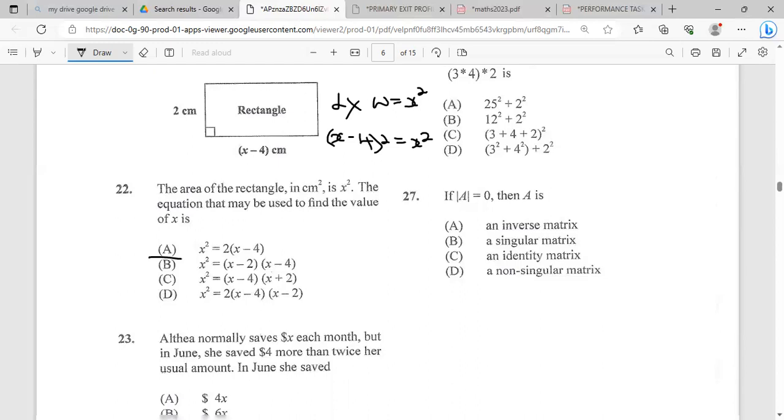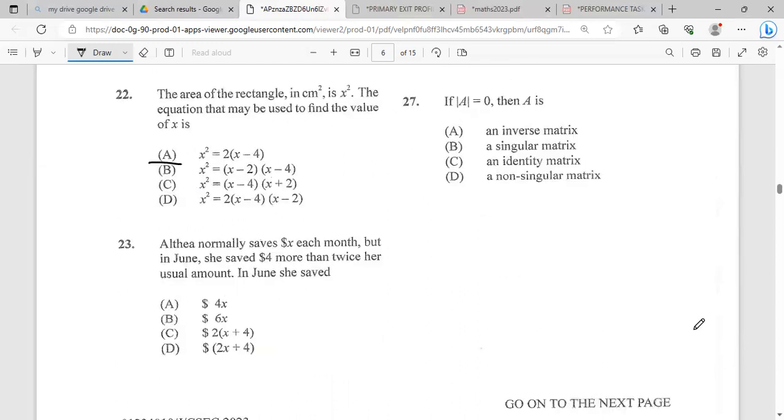Altia normally saves x dollars each month, but in June she saved 4 more than twice her usual amount. So 4 more than twice, so it's 2x plus 4. In June, she saved, okay, very nice one. So that one was pretty cool.